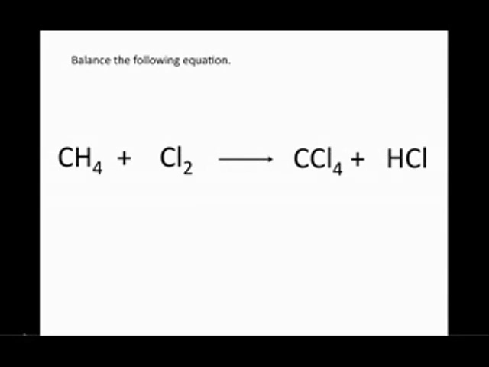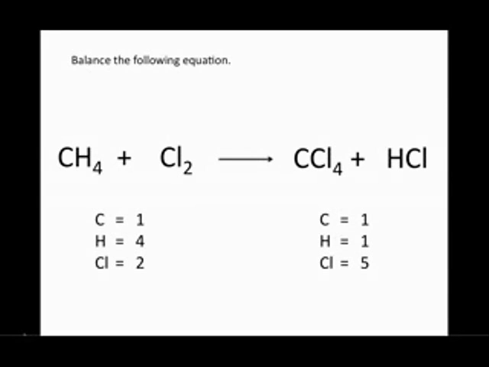Before we start, we're going to want to take an inventory of how many of each type of atom are on each side of our reaction arrow. So on the reactant side, we have 1 carbon atom, 4 hydrogen atoms, and 2 chlorine atoms. On the product side of our chemical equation, we have 1 carbon atom, 1 hydrogen atom, and 5 chlorine atoms. Now looking at this equation, because we have 1 carbon atom on the reactant side and 1 carbon atom on the product side, carbon is already balanced.